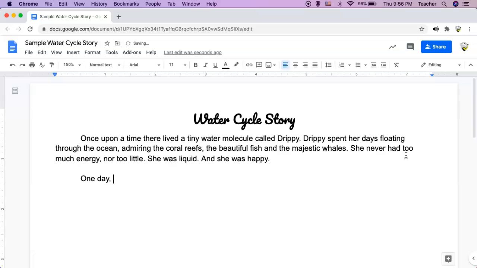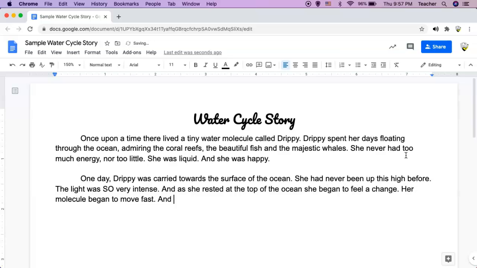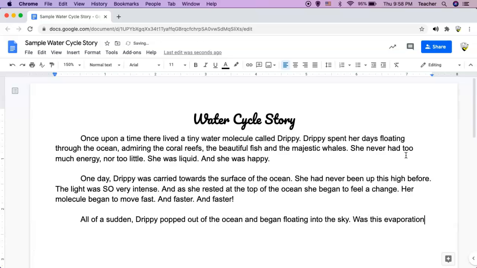Now that I've established the setting of this story and introduced the character, it's time to start layering in some science information. In my story, I've decided that my water molecule is going to evaporate, so I needed to get her up to the surface of the ocean so that the sun could begin to change her. Now, I'm not just stating that the sun changed her, I'm using narrative techniques to explain what it felt like, what she was seeing. How can you create a character that goes through that cycle?